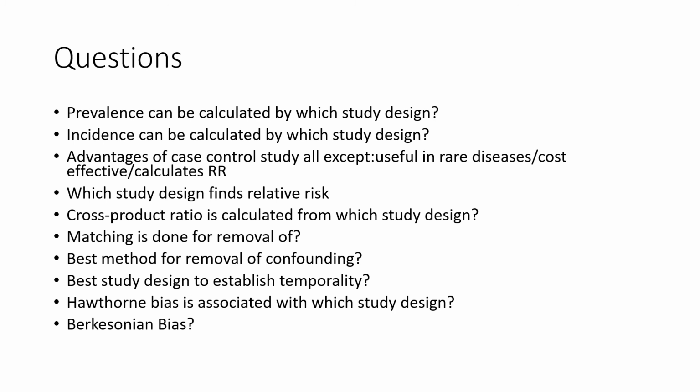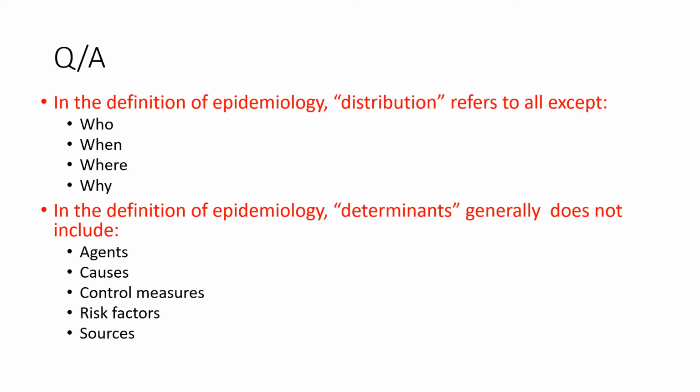Then Hawthorne bias is associated with which study design? Well, you know it very well now. And what is Berksonian bias, which is also familiar with you, that it is the admission rate bias. You can always come back to me. Now let us look at these questions.